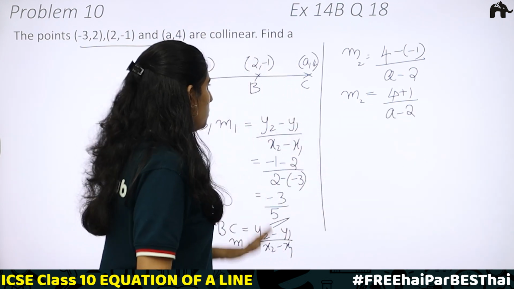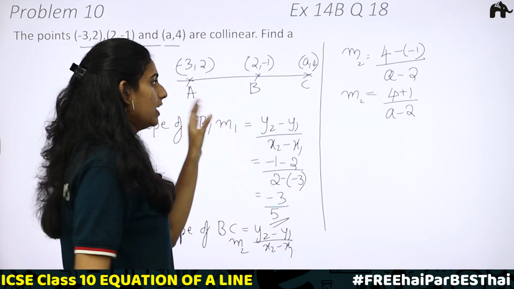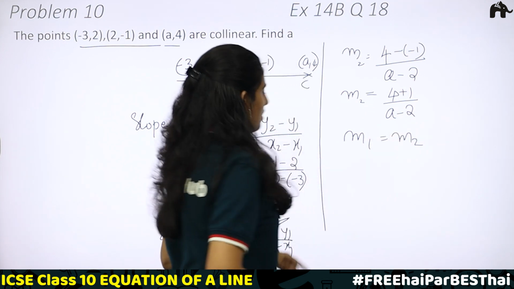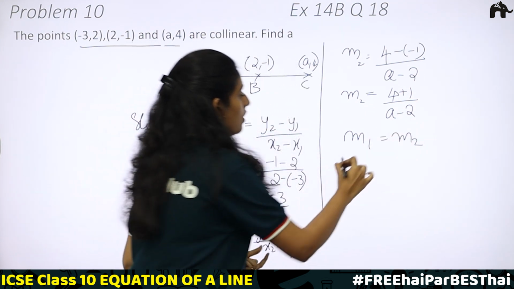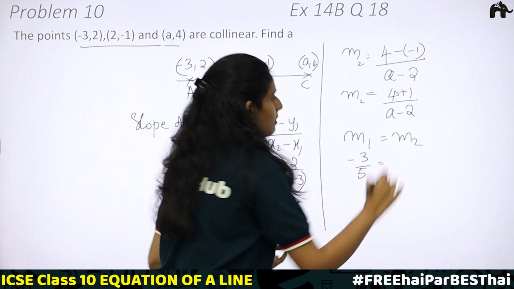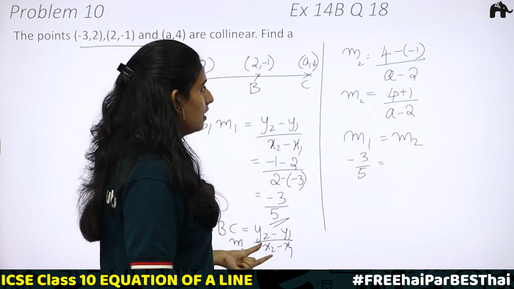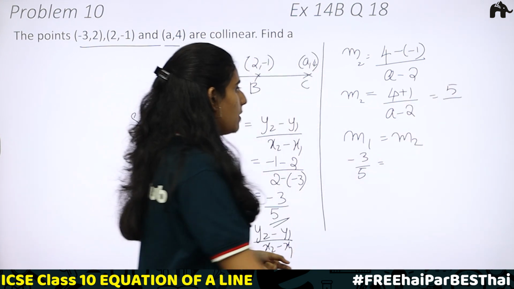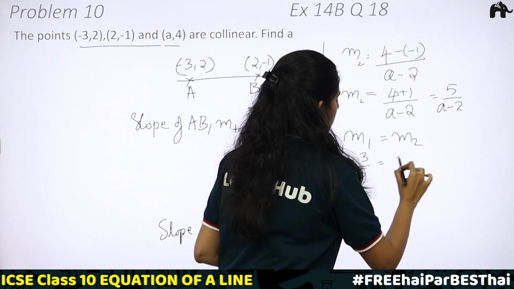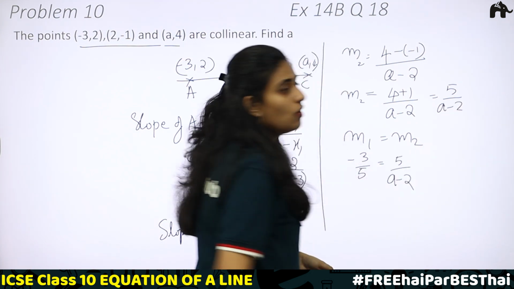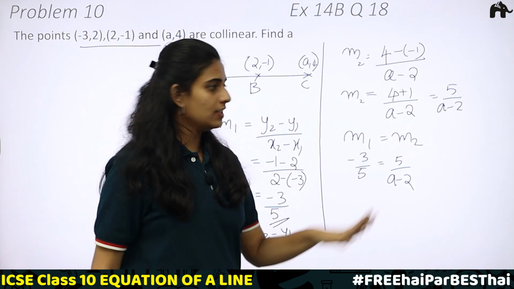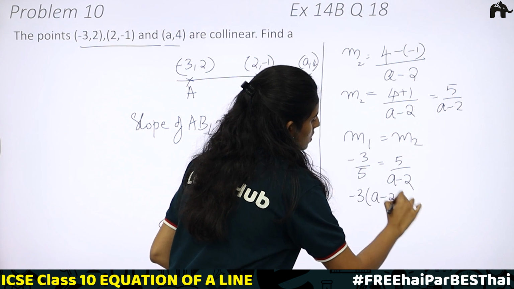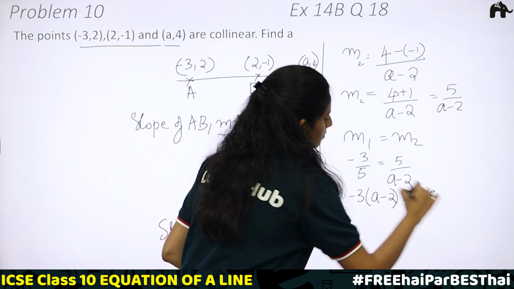Since these are collinear points and they lie on the same straight line, we will get the slopes equal. m1 is equal to m2. We have m1 equal to -3 by 5, and m2 is equal to 5 divided by a minus 2. What to do next? We need to find the value of the variable a. Cross multiplying, -3 into a minus 2 is equal to 5 into 5.